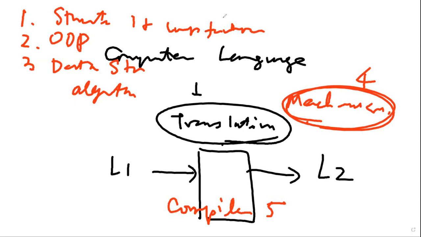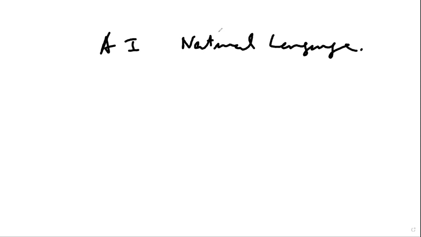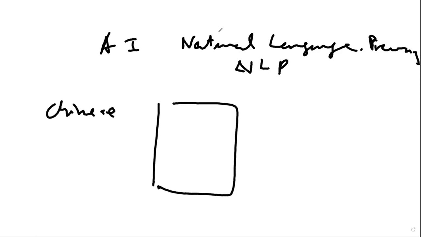Data study. And why is this so important? Let's assume that you are going to work on AI, and your AI is natural language processing, NLP, right? So one side is Chinese, and you do translation, and then this side is English. So you're doing language translation.